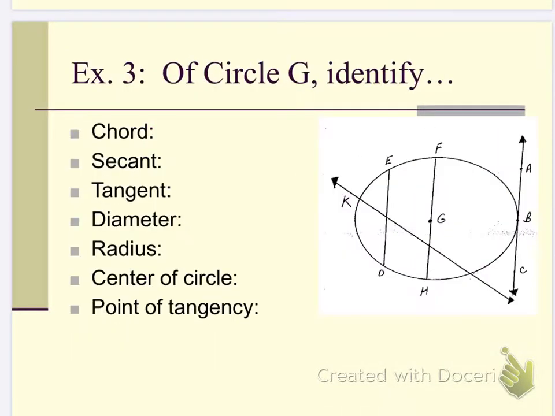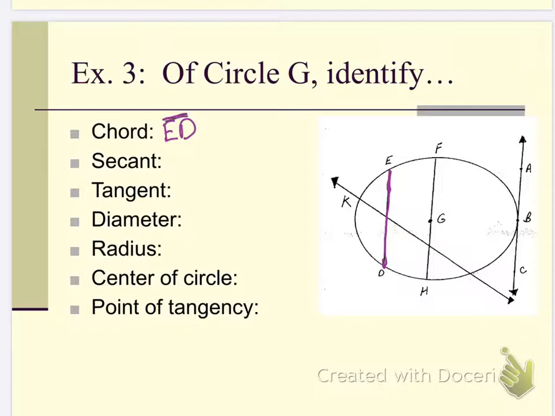Okay. So this one now tells you what you're looking for, and you have to name a specific. So the first one is a chord. So remember, a chord is a segment that intersects a circle twice. And the only one that, well, there's 2, but the one that we're going to consider is going to be that ED. Goes through here, has endpoints on the circle. So we call that ED.